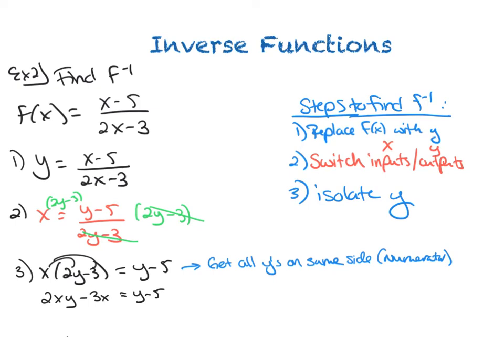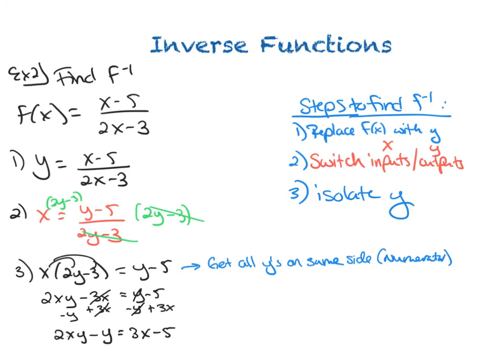Now I can more easily get all of the y's on the same side by, let's see, how about adding 3x to both sides and subtracting that y from both sides. Now remember, just because this has a y and this has a y doesn't guarantee they're like terms. This term has an x and a y, so 2xy minus y are not like terms. They're just going to stay 2xy minus y. And on the right-hand side, the y's cancel, and we have 3x minus 5.